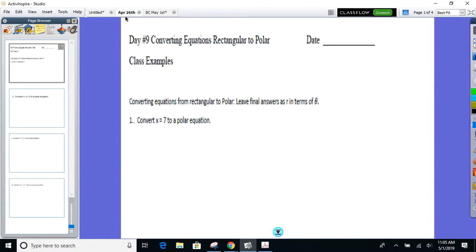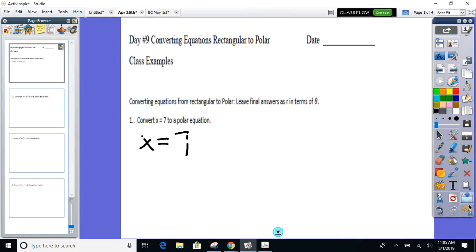Everyone agree? Well, if I tried to type this in on a polar grid, x equals 7, it wouldn't give me a vertical line. So what I need your help with is, what could I type in so I get a vertical line at 7? All right, but I got to change it into a polar equation now. Ready? x equals 7. There's my rectangular equation.